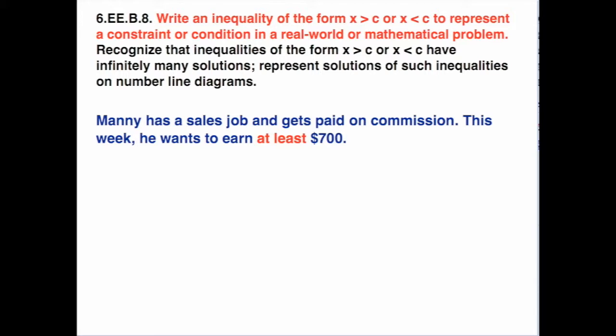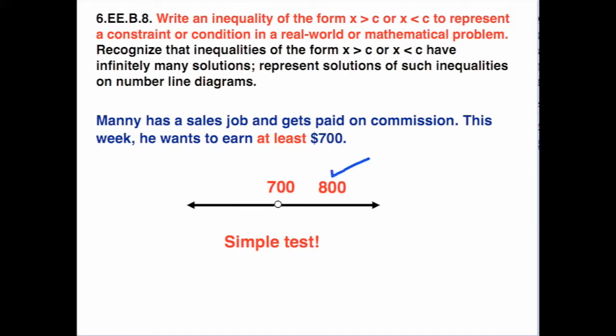What if it said that he wants to earn at least $700? Students might look at this and focus on this idea of least and might think that, well, is it everything to the left of 700? Or is it everything to the right of 700? Well, simple test. Try numbers on each side and see what works. Let's see, 600. No, that's not at least 700. So no, that doesn't work. How about 800? Yes, that's at least 700. That works. So we know that it's everything to the right of the 700.